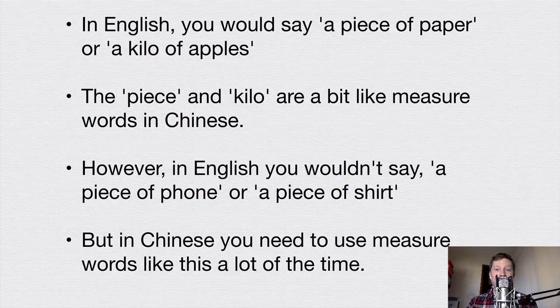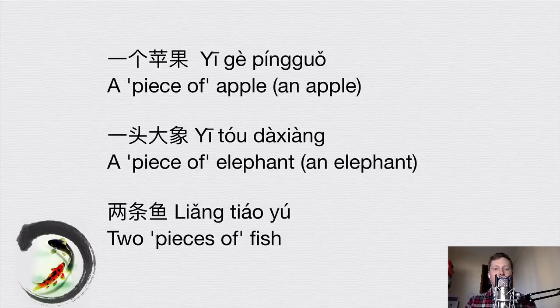In English, you would normally say, for example, a piece of paper or a kilo of apples. And the piece and the kilo in these phrases are a bit like measure words in Chinese. However, in English, you wouldn't say a piece of phone or a piece of shirt. But in Chinese, you need to use measure words like this a lot of the time. Okay, so you may be able to think of other words for measure words in English, for example, a cup of water or a stack of paper, and so on. But in Chinese, these kind of words are used a lot, and not just in the places that you would expect. So here are some examples of how measure words are used in Chinese.